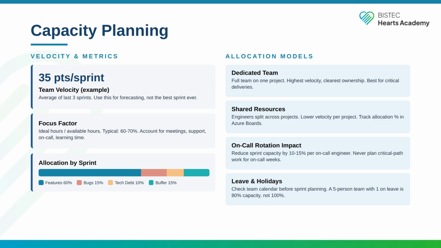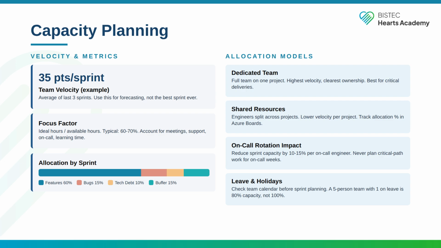For allocation by sprint, the recommended split is roughly 60% for features, 15% for bugs, 10% for tech debt, and 15% for buffer. That allocation bar on the slide is your planning target. Adjust based on project phase. Early sprints might be 70% features, while late sprints shift to 40% features and 30% hardening.